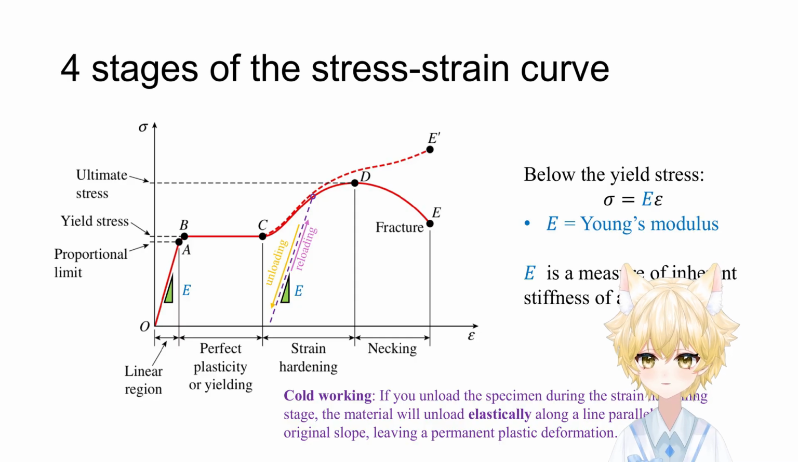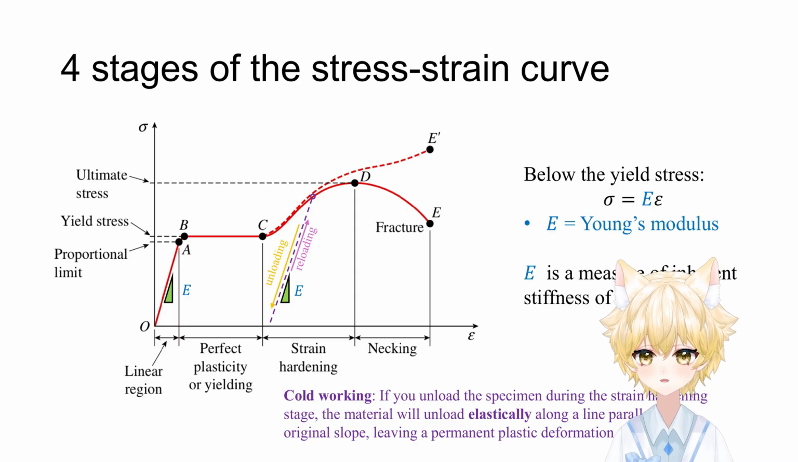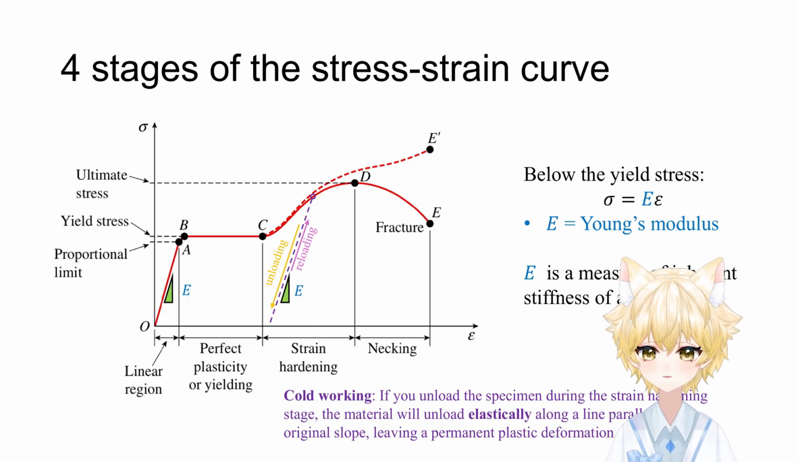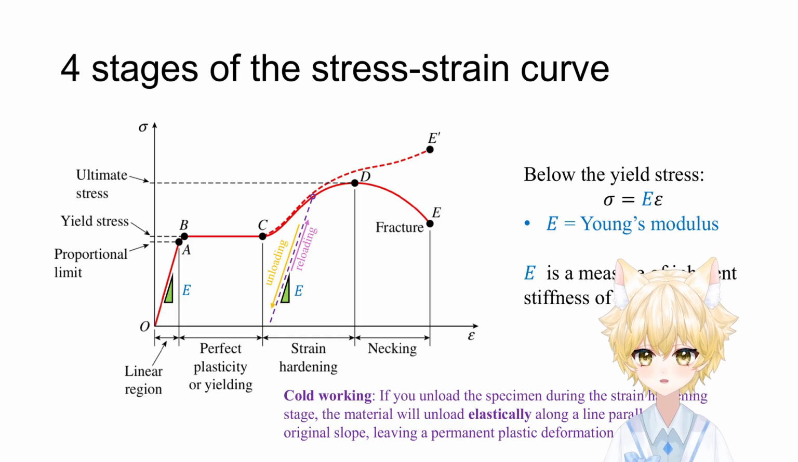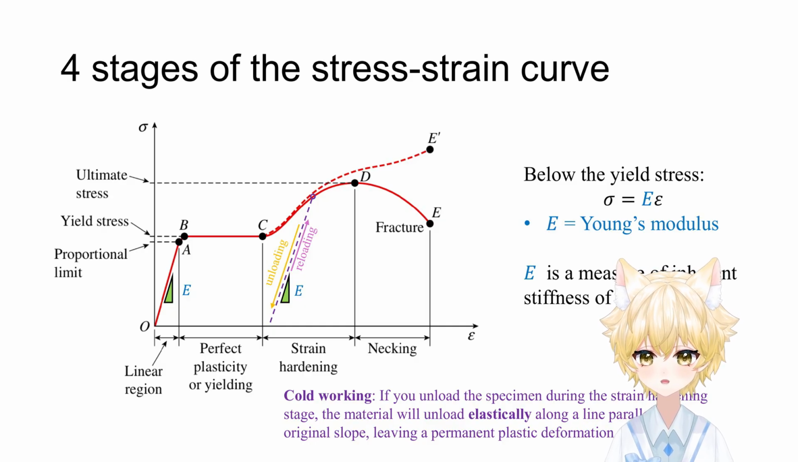Eventually, the material reaches its ultimate tensile stress. Beyond this point, the specimen begins to neck. The cross-sectional area decreases locally, and deformation becomes highly non-uniform. Although the applied load may decrease, the local stress in the neck continues to increase. Finally, fracture occurs. This marks the end of the tensile test.